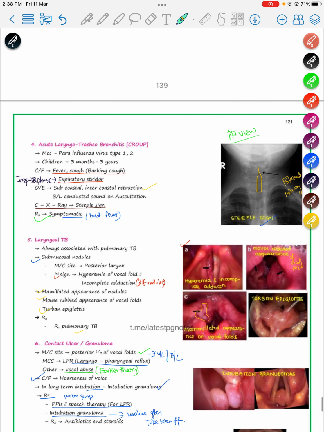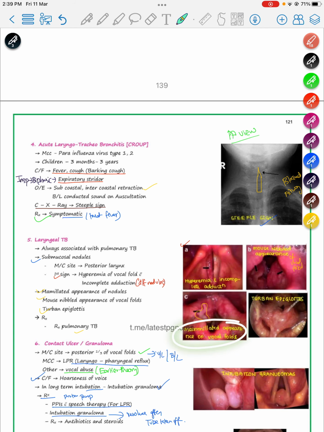Then laryngeal TB. It's always associated with pulmonary TB. There will be submucosal nodules. The most common area affected is the posterior part of the larynx, where the first sign is hyperemia of the vocal cord with incomplete adduction. Incomplete adduction is due to the presence of the nodule.